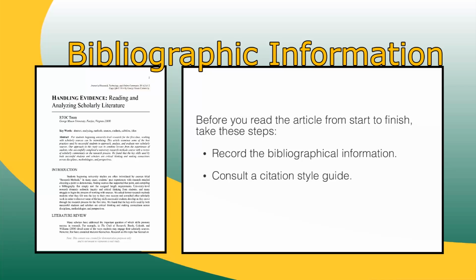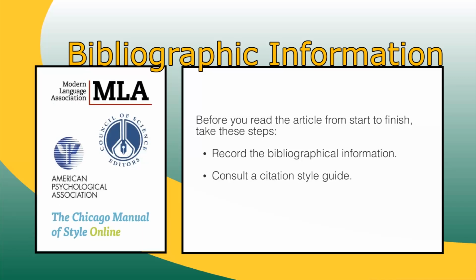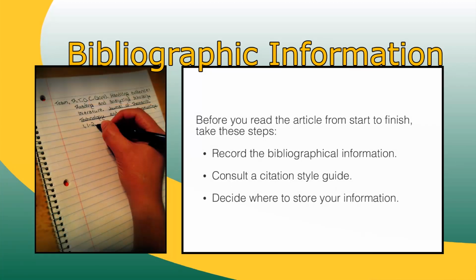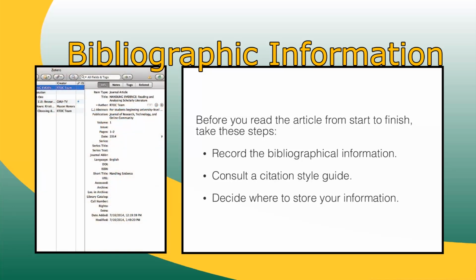It is helpful to consult a style guide for the citation style you will be using in order to know what information you will need to collect. Consult with your professor if you're not sure which to use. When recording bibliographic information, you may want to write it down in your research journal. One common alternative is to use citation and reference management software like Zotero to store this information.